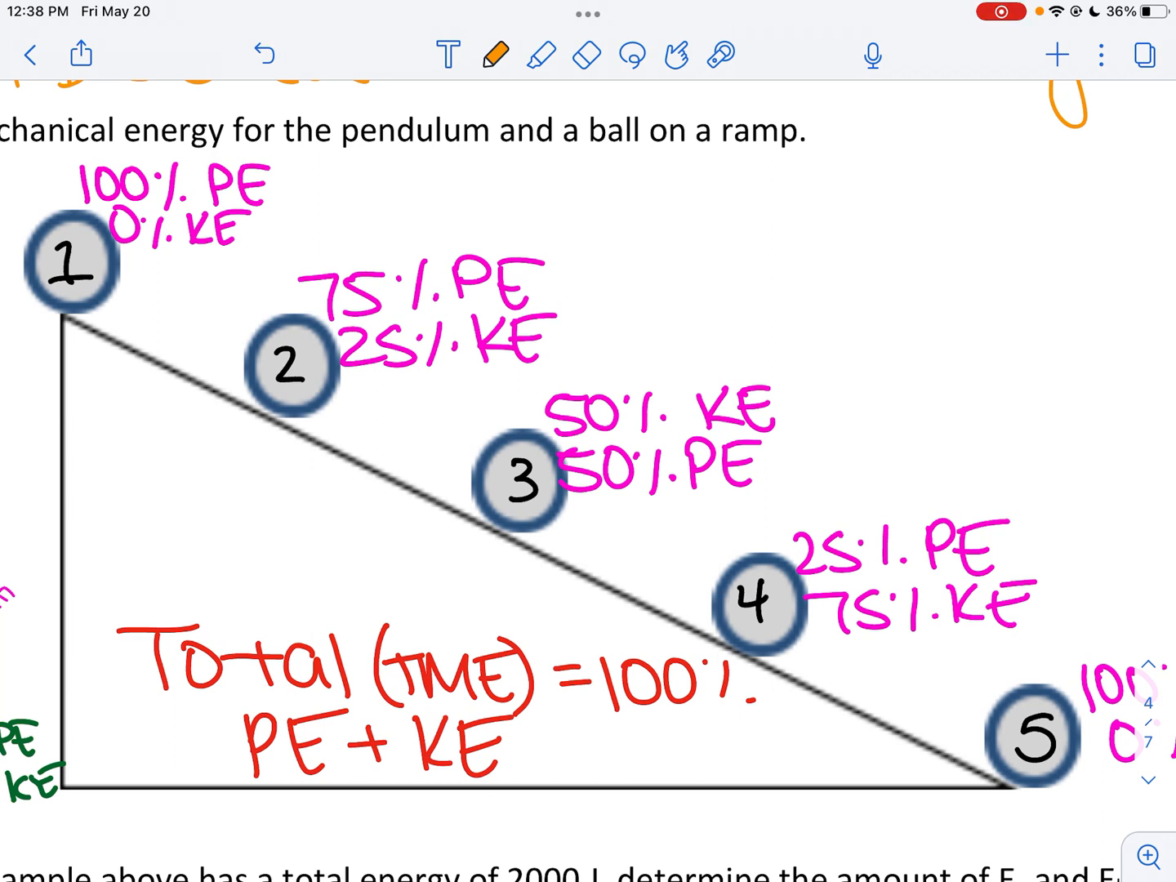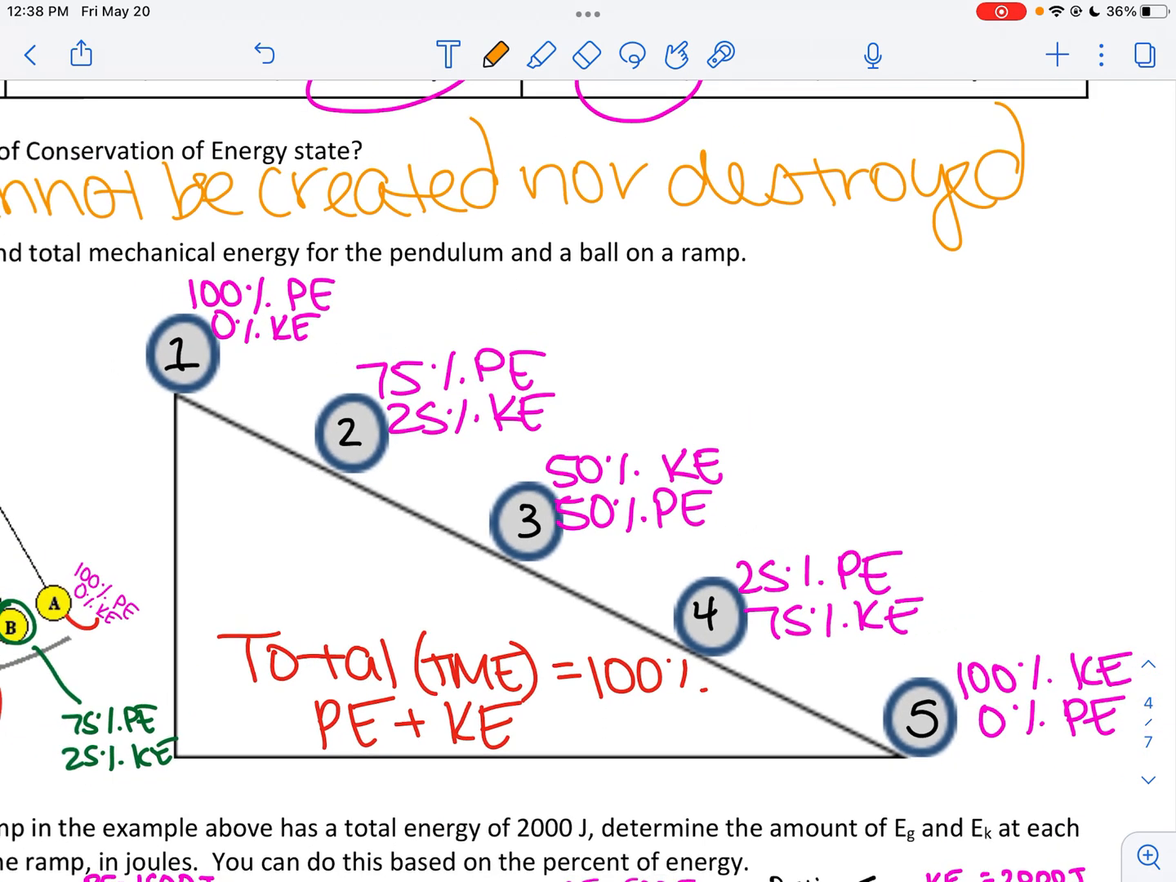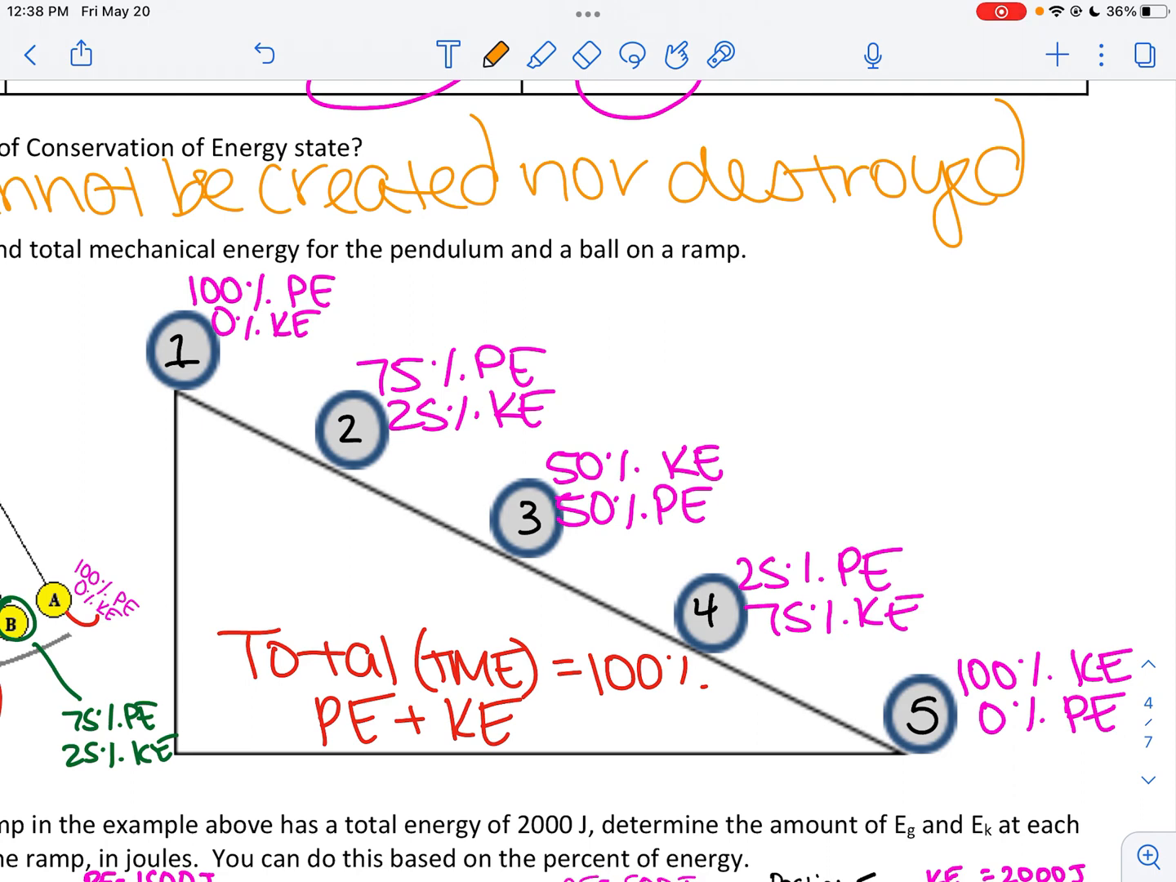Once it starts rolling down, the height decreases, and as that height decreases, the potential energy goes down. And you would remember, if you think back to our lab, the ball or the car is going to start to roll faster once you get to the bottom, because we're going to have maximum potential at the top and then maximum kinetic at the bottom.